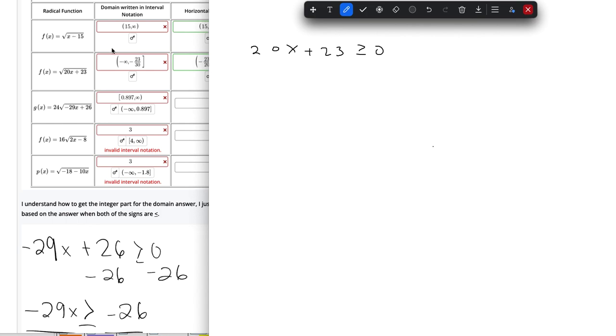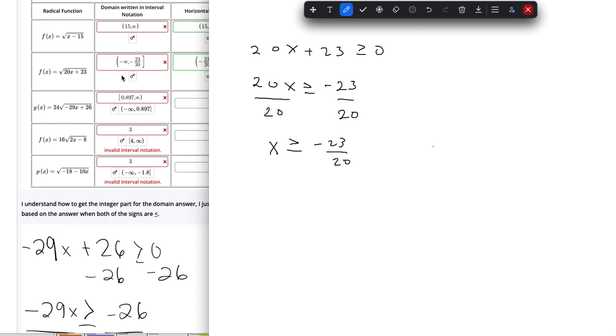We just take whatever's under the radical, set it greater than or equal to 0, because we can't take the root of a negative number, or not an even root. And then we solve and we see what happens. So for this one, looks like you did your solve right. You brought your 23 over, greater than or equal to negative 23. And then you divided both sides by 20. And that got you x is greater than or equal to negative 23/20.